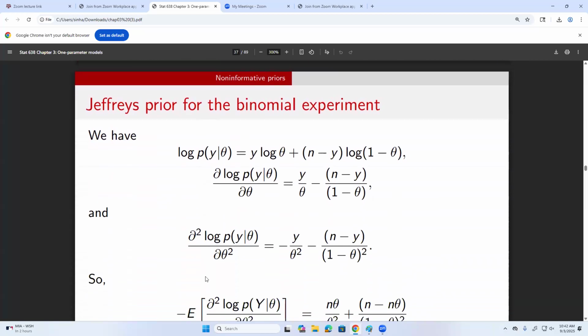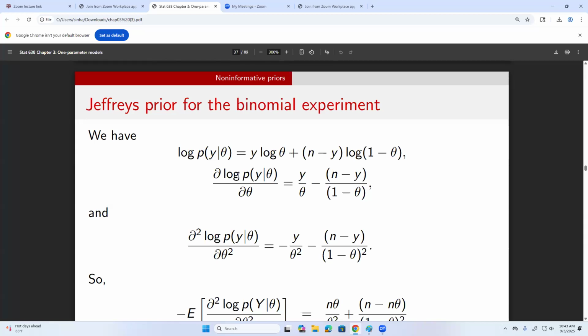Now I will talk about Jeffreys prior for the binomial experiment. So in order to calculate Jeffreys prior, what do you need? You need the data distribution. You will be calculating the information matrix, which is the double derivative of the log likelihood, and then take expectation. So log likelihood calculation means you need the model, the data generating model.